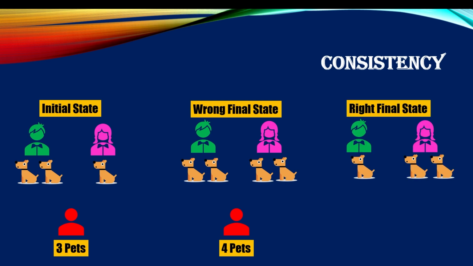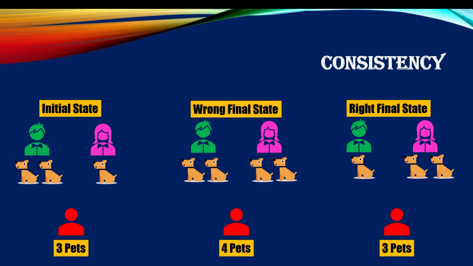And the consistent state would have been that Tom is giving one of the pets to Cherry, and then Tom is having one pet, Cherry is having two pets, and when the auditor audits, then there should be again three pets. So this would have been a consistent state, because before the transaction also there should be three, and after the transaction also there should be three pets only.